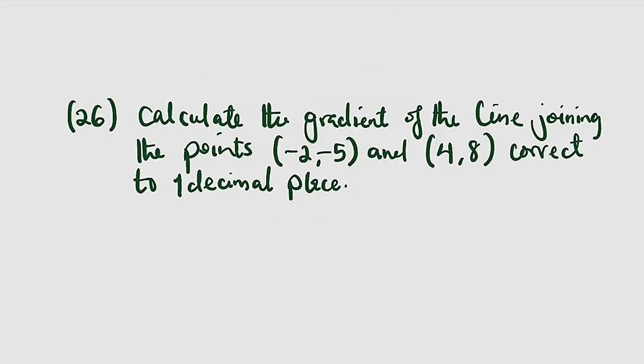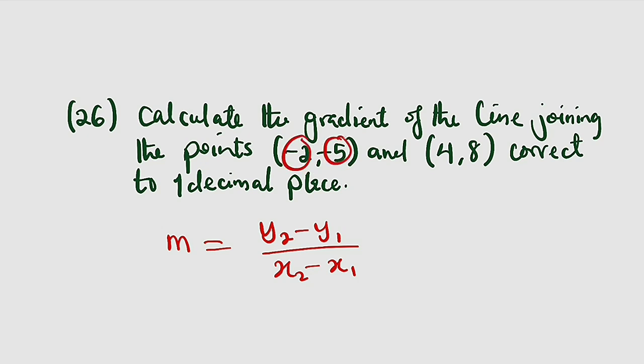And question number 26 reads, we're asked to calculate the gradient of the line joining the 2 points, negative 2, negative 5, and 4, 8, correct to 1 decimal place. Remember that gradient, which is denoted with m, is equal to y2 minus y1 divided by x2 minus x1. And you can start from any point. If you start from this, you have to consider this as x1, y1, x2, y2, and if you start from the other side, you do the same thing.